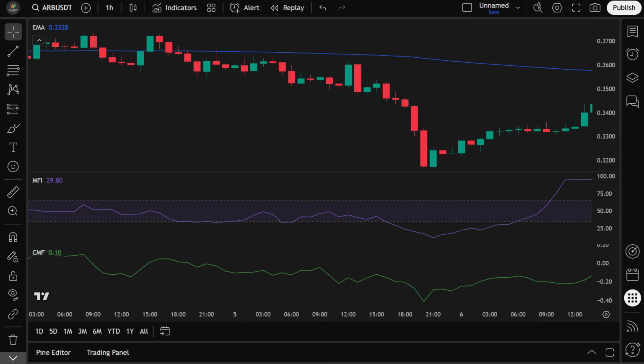To enter a short position, all of the following conditions must be met. 1. Money Flow Index below 35. Signals strong selling momentum. 2. Chaikin Money Flow crosses below -0.03. Confirms money is flowing out. 3. Price below the 200 EMA indicates a bearish overall trend.